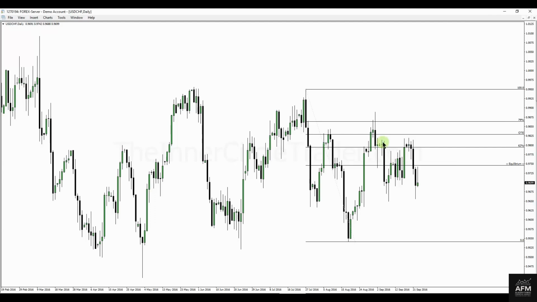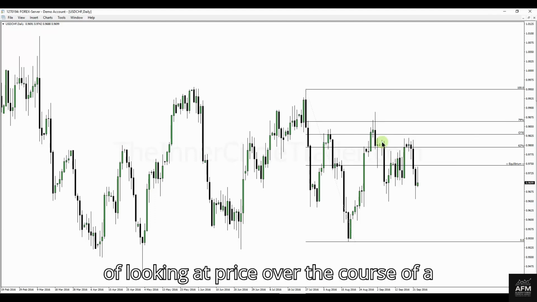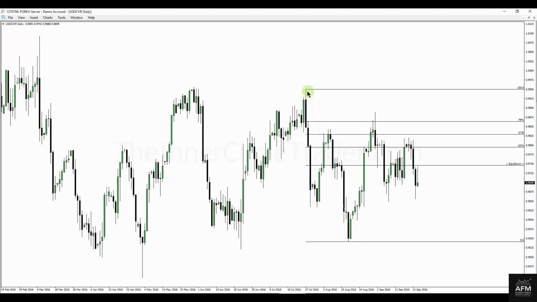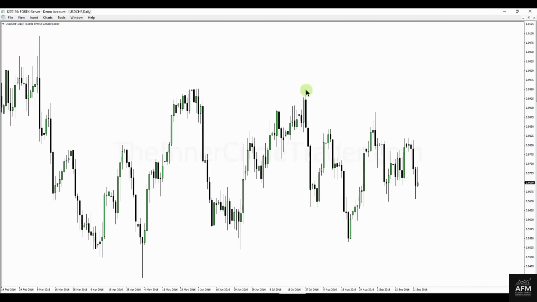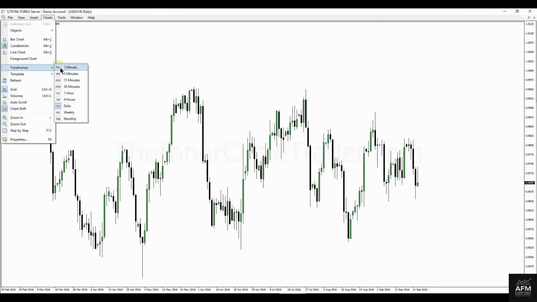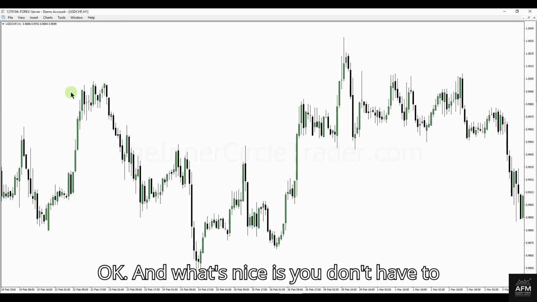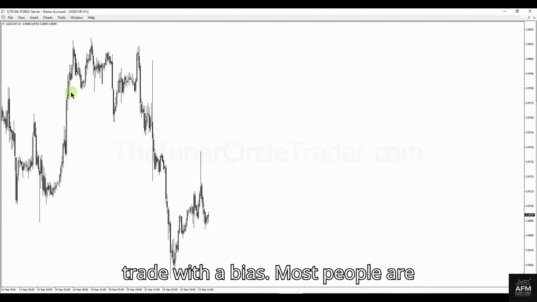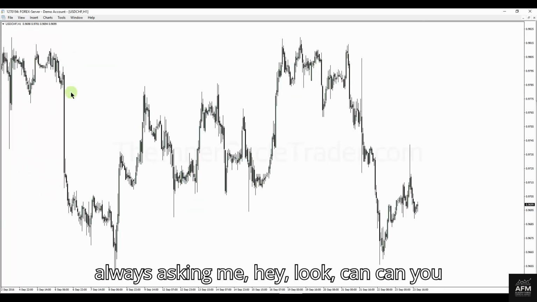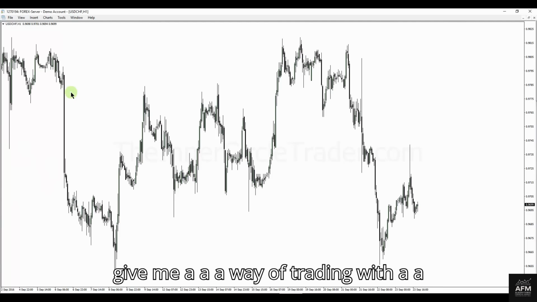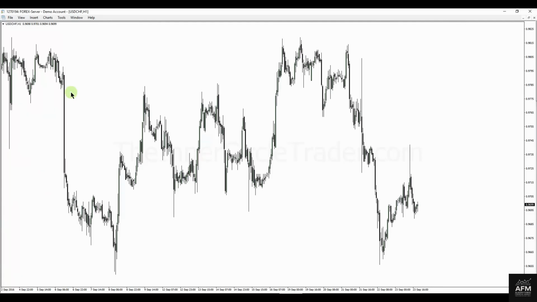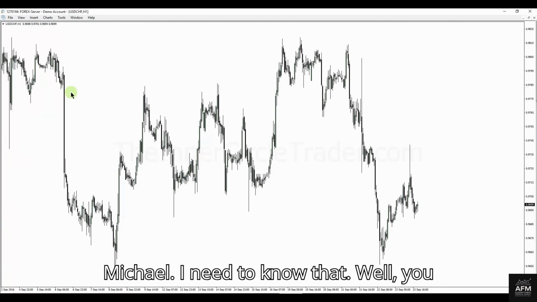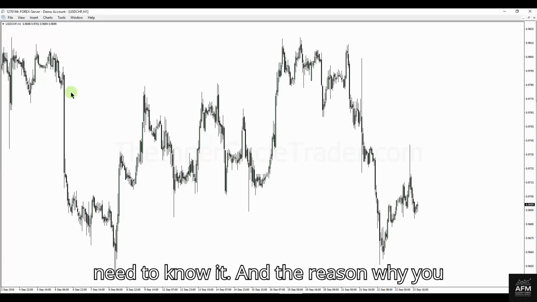So by having these ideas of looking at price over the course of a premium market, if we go down to an hourly chart, okay, and what's nice is you don't have to trade with a bias. Most people are always asking me, hey, can you give me a way of trading with a daily bias? Give me the trend direction, Michael. I need to know that. Well, you don't really need to know that. You don't need to know it.